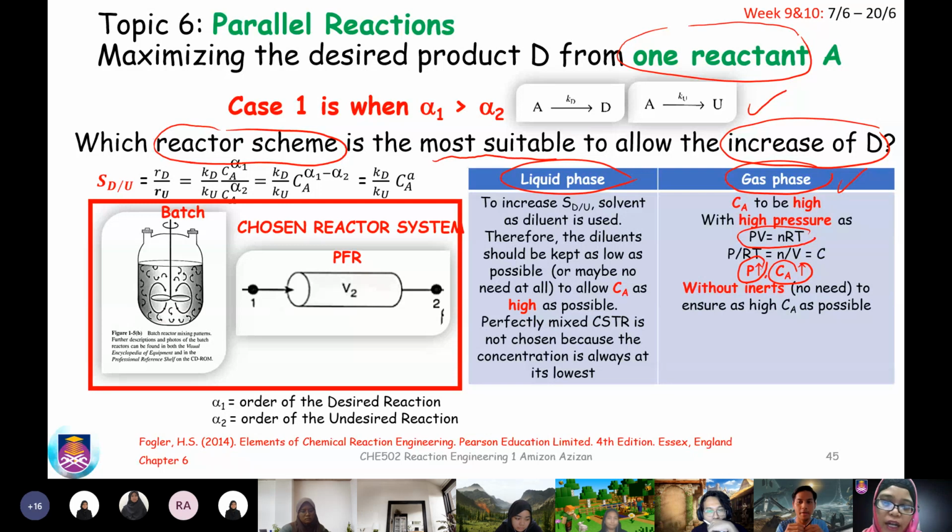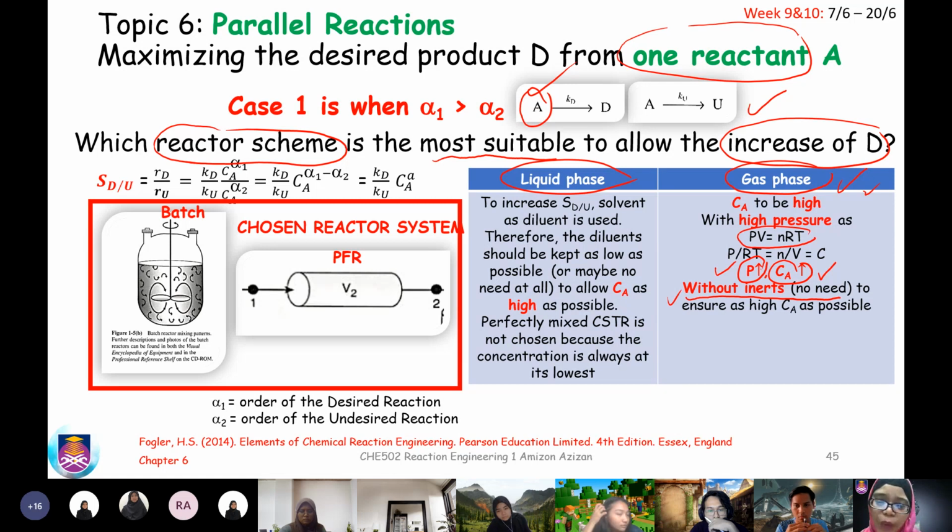Additionally, to ensure that the concentration of the limiting reactant is also maintained as high as possible, we are going to avoid using inerts. So we can introduce the feed stream without inerts. With high concentration and no inerts, the concentration of the feed stream inlet is high, when we are dealing with the gas phase.